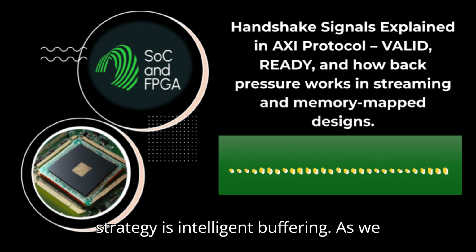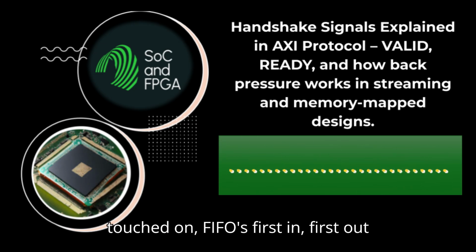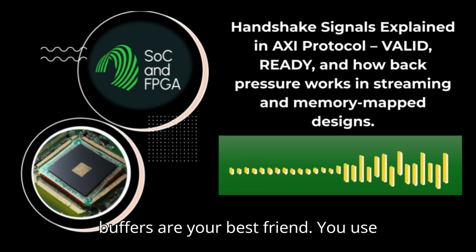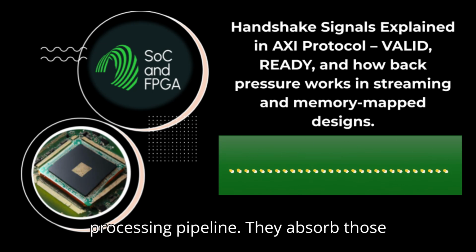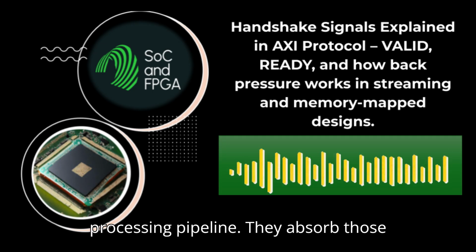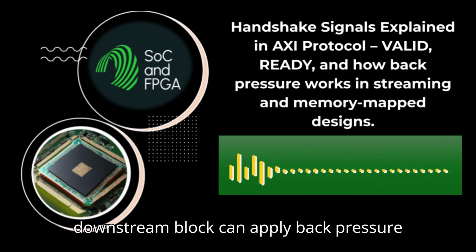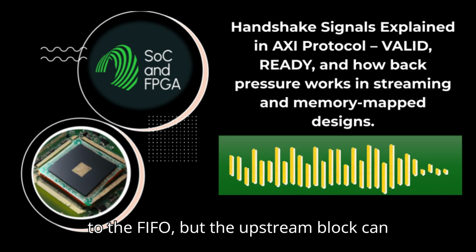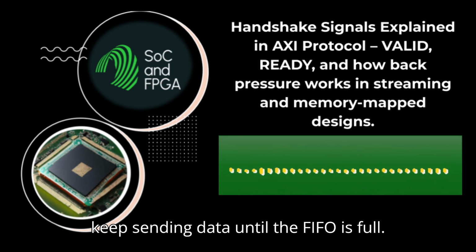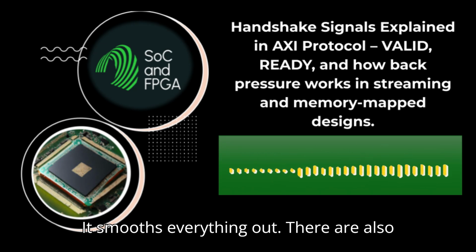Well, a key strategy is intelligent buffering. As we touched on, FIFOs, first-in, first-out buffers, are your best friend. You use them to decouple different stages in a processing pipeline. They absorb those temporary mismatches in data rates. The downstream block can apply backpressure to the FIFO, but the upstream block can keep sending data until the FIFO is full. It smooths everything out.